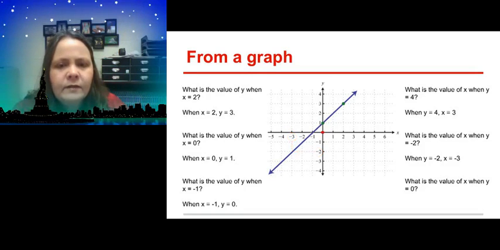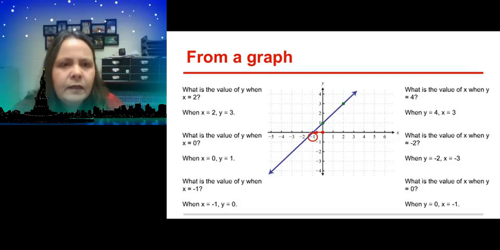And what is the value of x when y equals 0? Well, we're thinking about where does y equal 0? And again, that's at the origin. That's where we need to start. And we're going to go then across to the line where it crosses the x-axis. And when we look there, we see that when y equals 0, x equals -1.